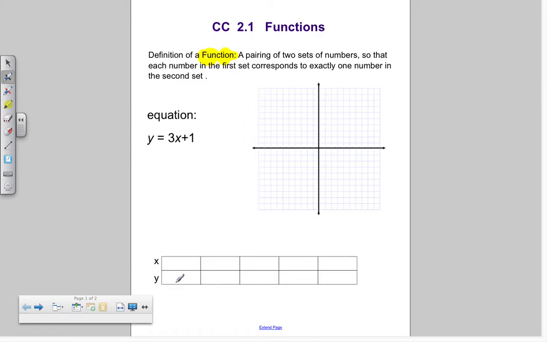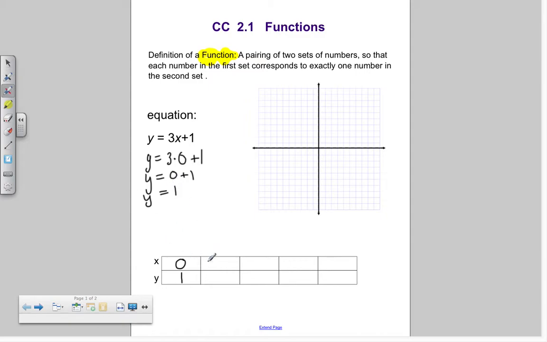Well, for x, I can choose anything I want. Because I can choose anything I want, I'm going to choose something easy, like 0. If I choose 0 for x, I want to know what y value goes with that 0 that would make this function or equation true. So this is how it works. y equals 3 times, now instead of x, I'm going to use 0, plus 1. y equals, well, 3 times 0 is 0, plus 1, so y equals 1. So 0, 1 is my first pairing that satisfies that equation.